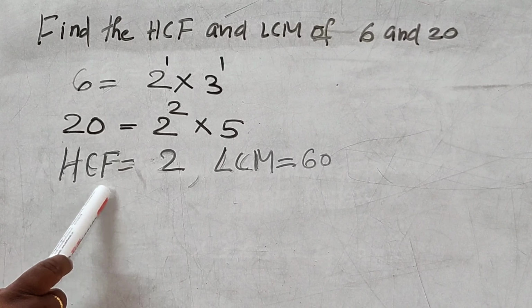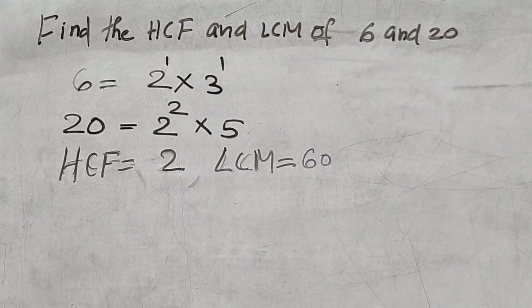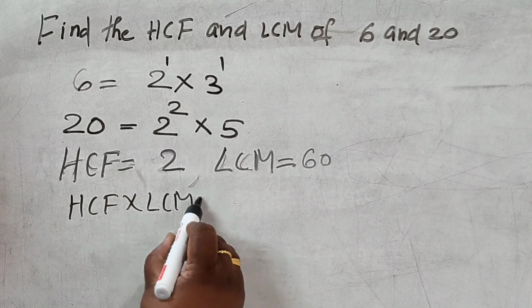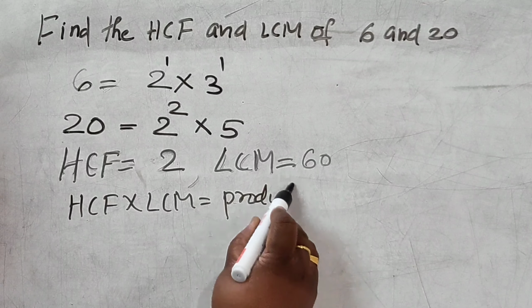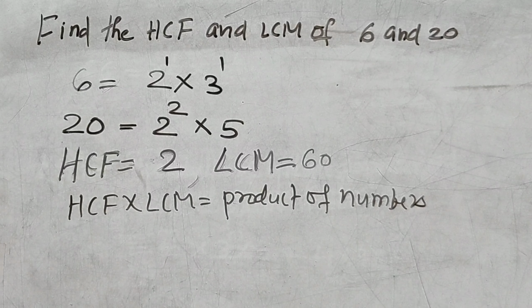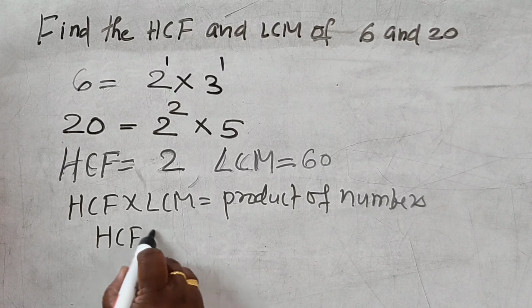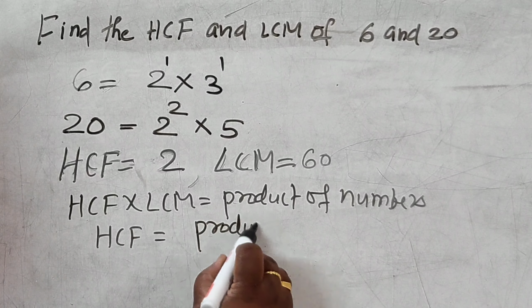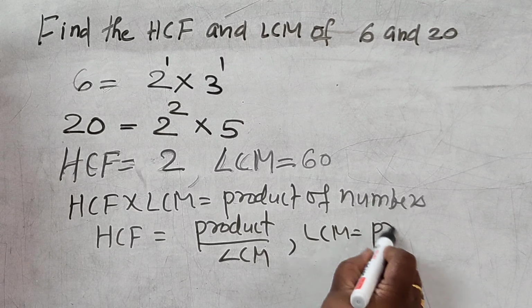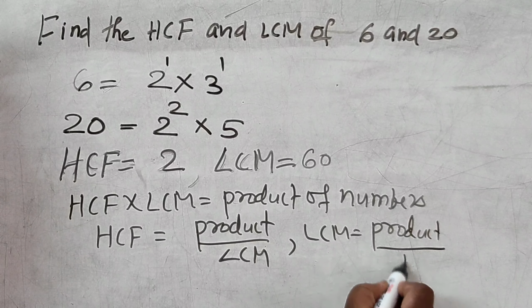Now in this question we got HCF equals 2 and LCM equals 60. There is a relationship connecting HCF, LCM and the two numbers. That is, HCF into LCM equals the product of the numbers. From this we can find HCF: HCF equals product divided by LCM, and LCM equals product divided by HCF.